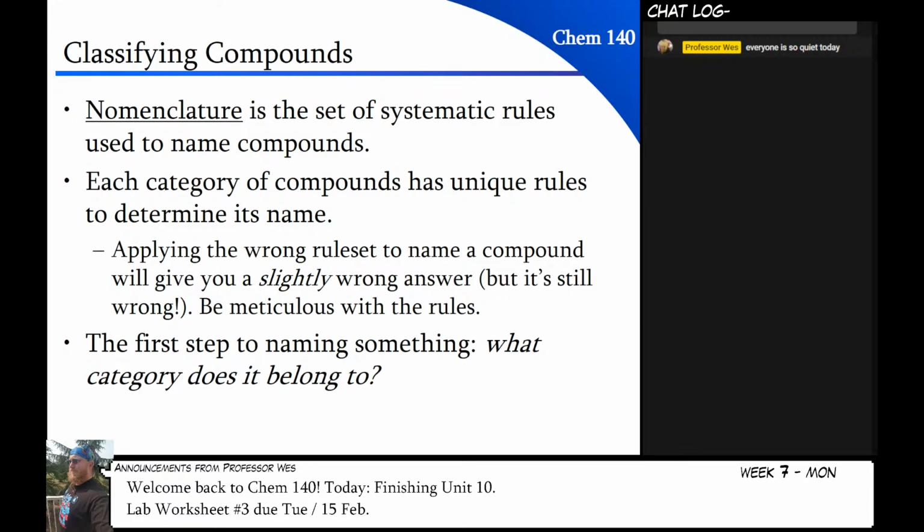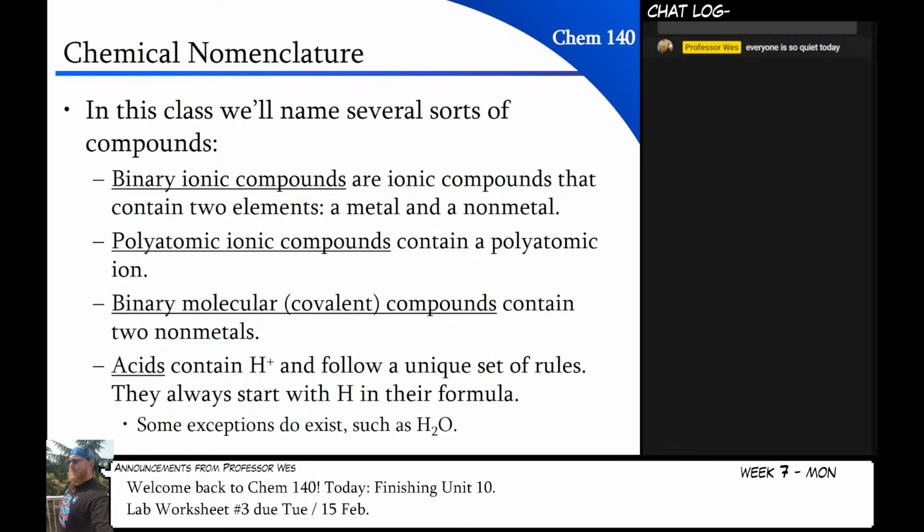And so in order to make sure that you can do that, you have to first identify what category your substance belongs to. Is it ionic, is it molecular, or is it an acid? At this point, you should know the difference between ionic and molecular just by looking at the substance. Look for ions, which means metals or ammonium. If you don't see those, it must be molecular. But what's an acid? We'll describe that right here. These are the things that we're going to name.